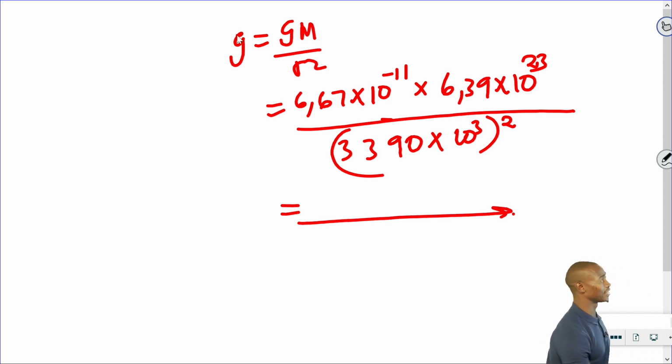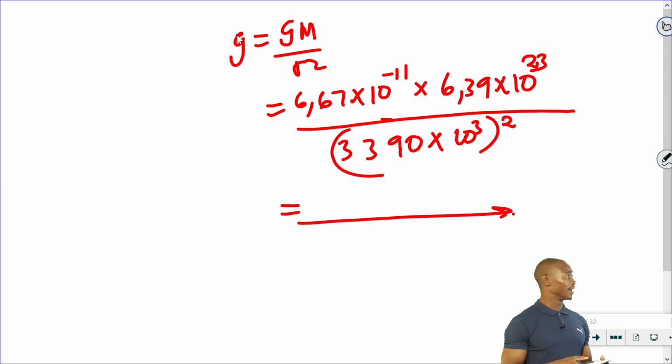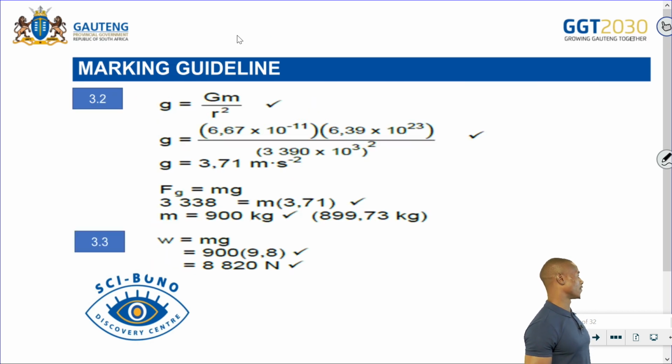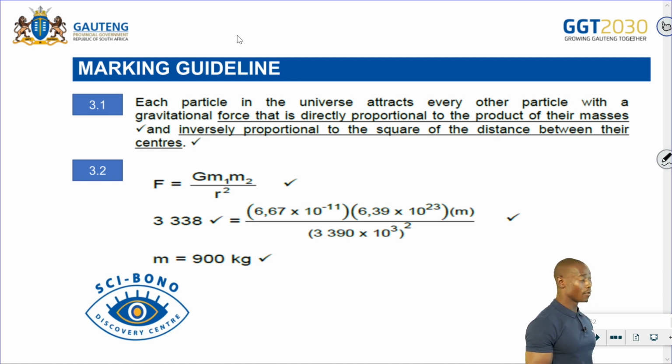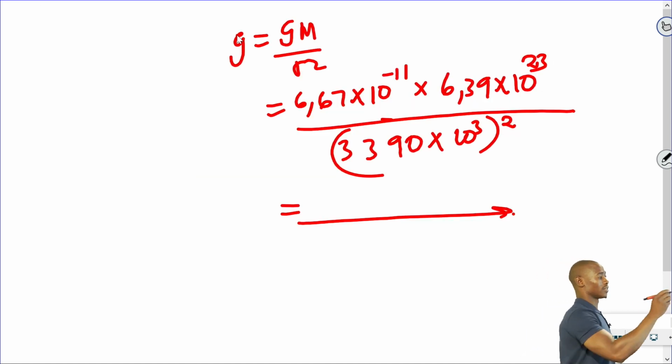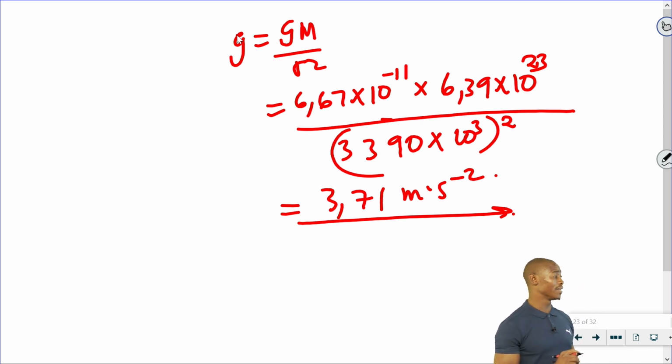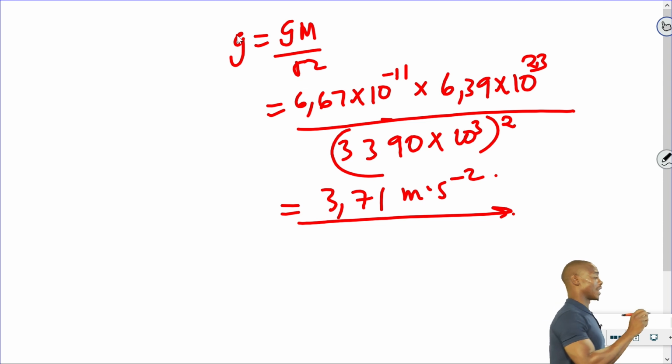Then we'll get the acceleration due to gravity. So what are we getting? Let's double check. The acceleration due to gravity, yes, is 3.71 meters per second squared. Then we have the acceleration due to gravity, which is 3.71 meters per second squared on planet Mars.